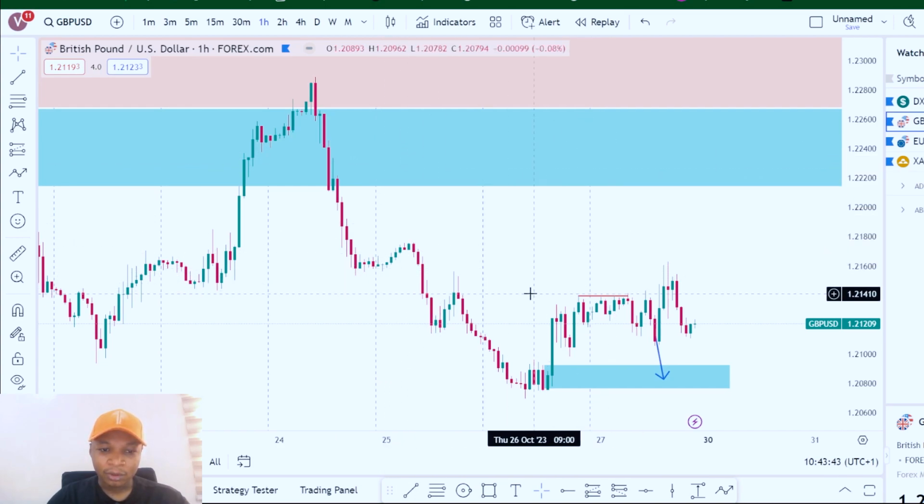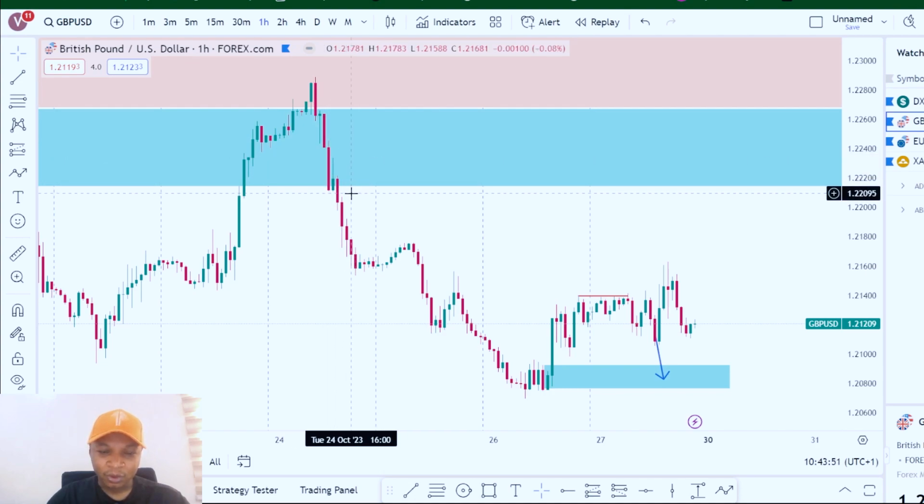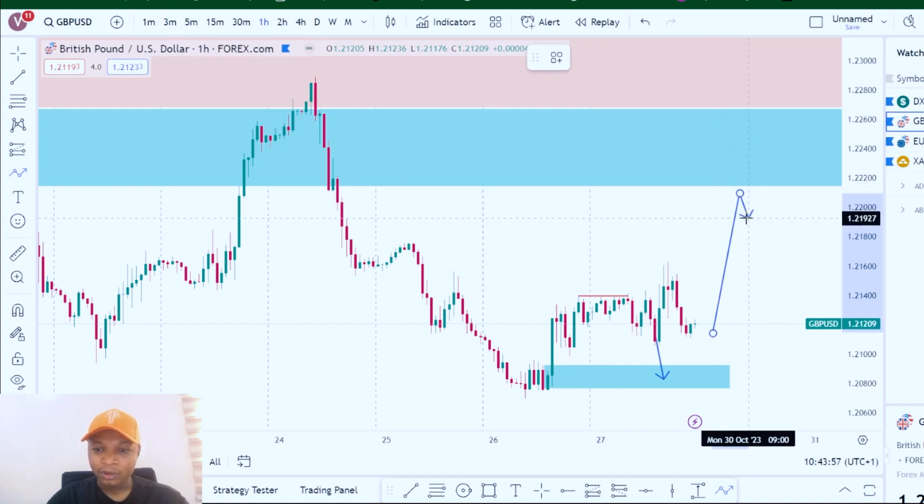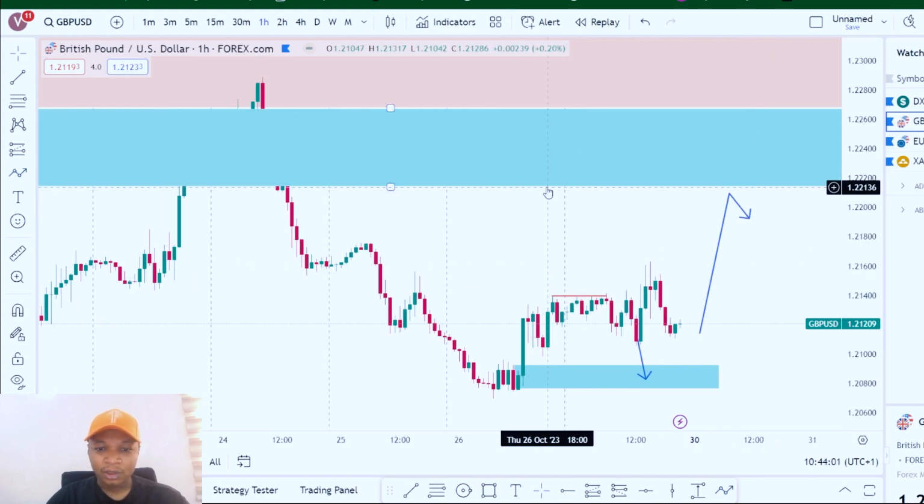So I want to see a run on liquidity all the way into this order block. You can see another order block on the 1 hour here. You can see a fair value gap above it and below it. So I want to long GBPUSD into this level going into next week. Okay, I want to long GBPUSD into that level.